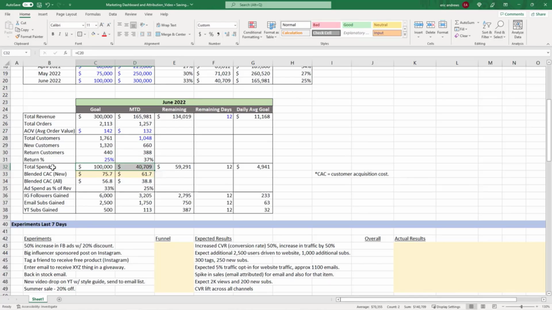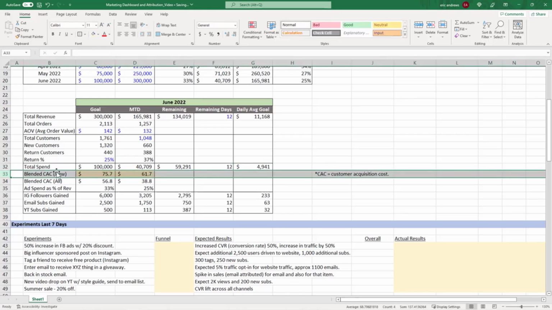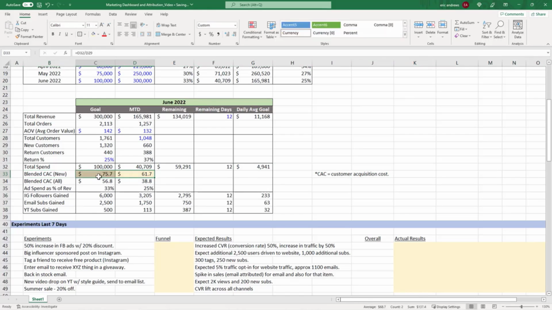For the spend and efficiency section, our target was 100,000. Remaining, we have basically 60,000. So we have about $5,000 a day to spend to try to hit our monthly goal. Next, let's talk about CAC. I'll include more videos about CAC if this is a new concept for you, but this stands for customer acquisition cost. This is the marketing that you spend to get one new customer to buy for the very first time. If it's a returning customer, generally you would ignore that because the vast majority of your marketing is trying to get new customers to buy for the first time.